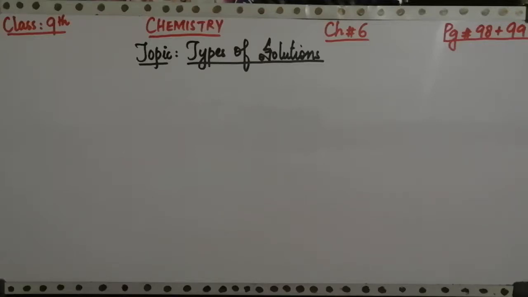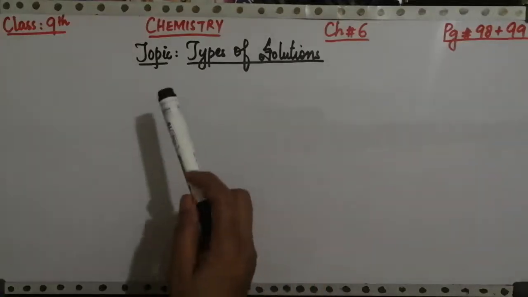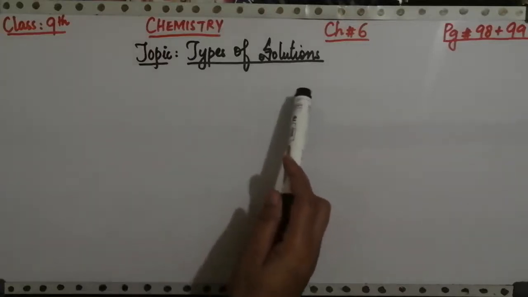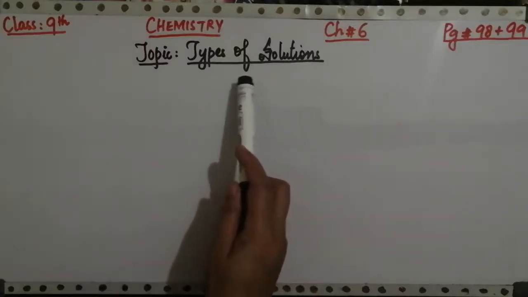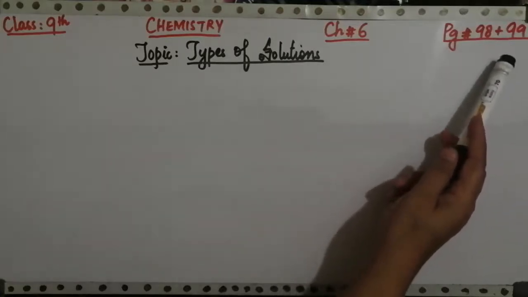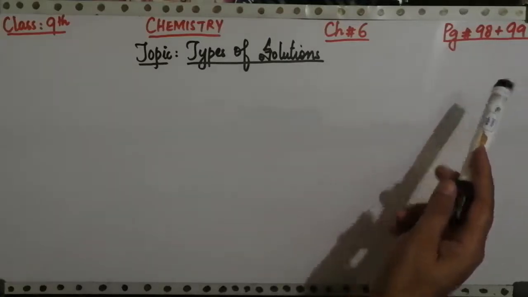As you know, we have already started chapter number 6, Solution. Now in today's lesson we are going to do lesson number 2, Types of Solutions. This topic is mentioned on pages 98 and 99 of your textbook.